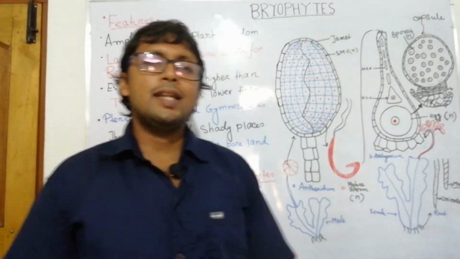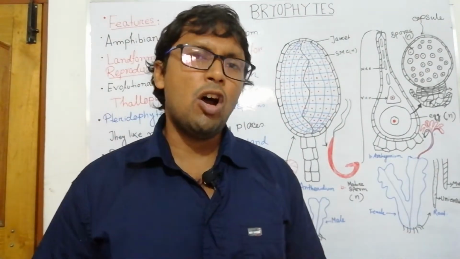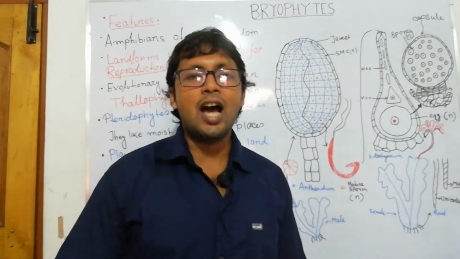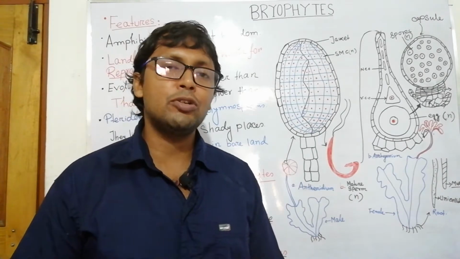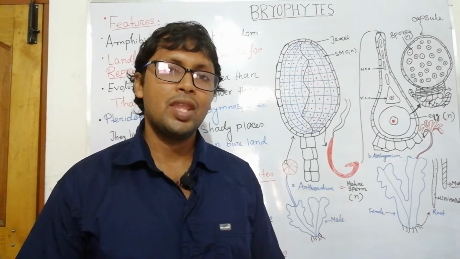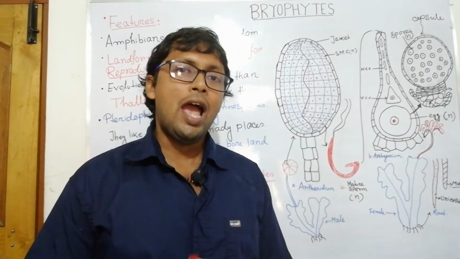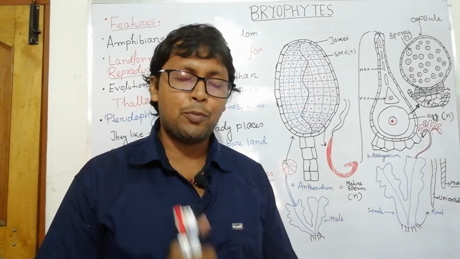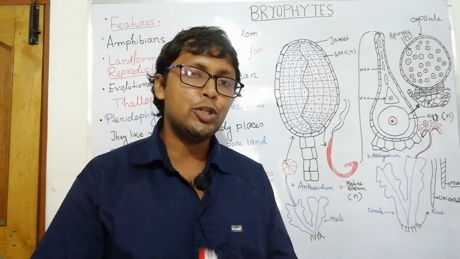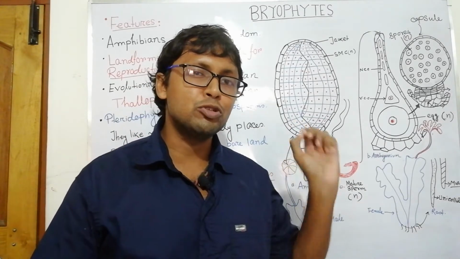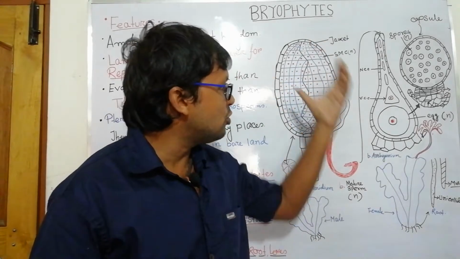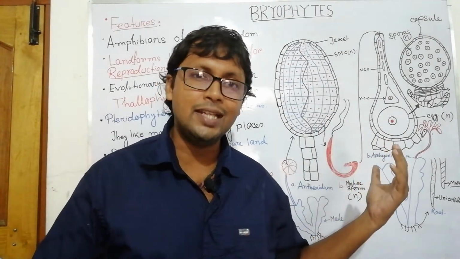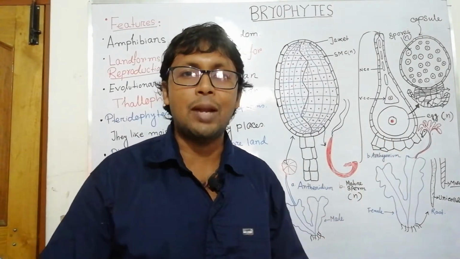Today we shall discuss another chapter of the plant kingdom, that is Bryophytes. Bryophytes are commonly known as the amphibians of the plant kingdom. Why they are known as such and what the key features are that you have to remember properly and smartly, I am describing in a short video. You have to note properly and look at the picture so that you can understand properly and memorize all the terms and terminologies.